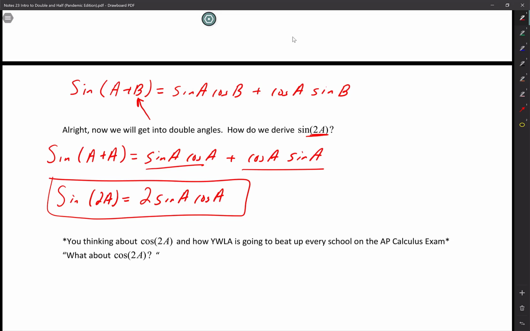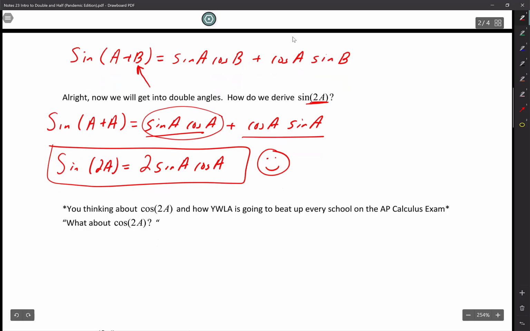Pretty cool. Pretty nifty. I thought that was worthy of a happy face. So there's my happy face. If you want to rewrite it as 2 cosine a sine a, go right ahead. It's the same. Why did I choose to write the sine over the cosine? Because I saw the sine a over cosine first. If you like to do things in alphabetical order, then maybe you want to put the cosine in the front because C comes before the S. It doesn't matter.